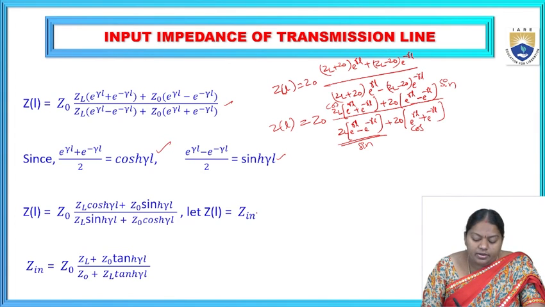So let Z of L be equal to Z in. Z of L is nothing but the input impedance of a transmission line, that is Z in.